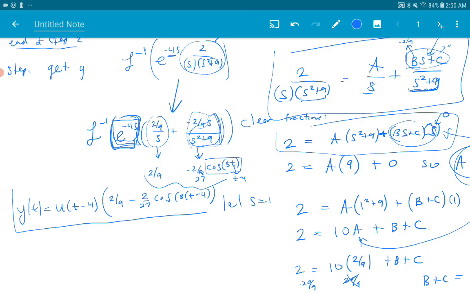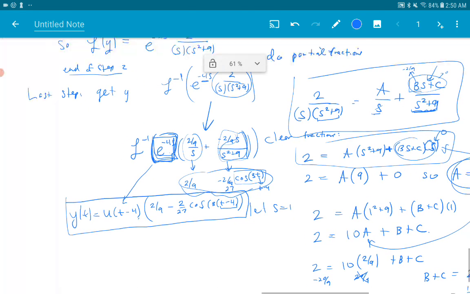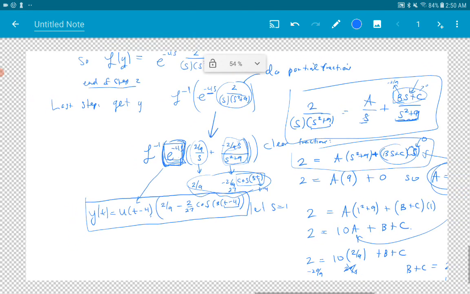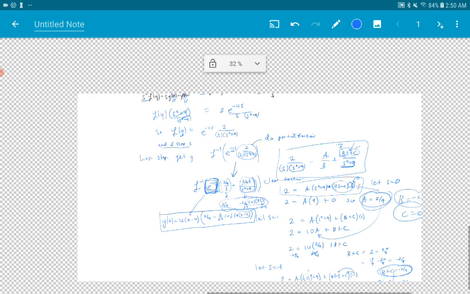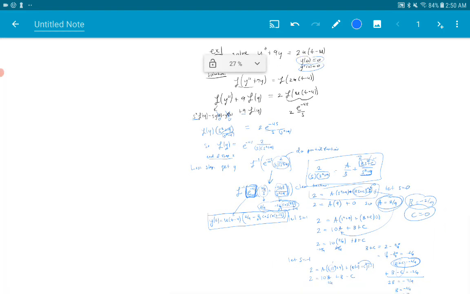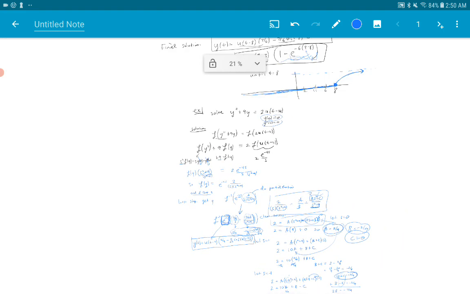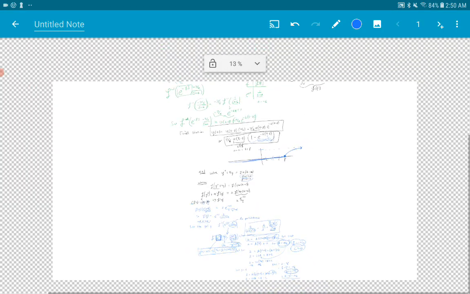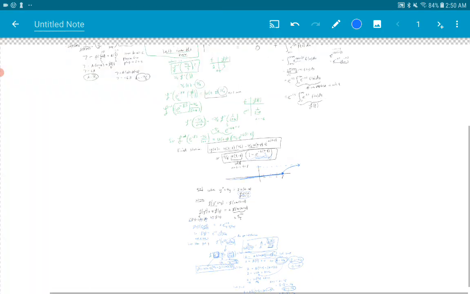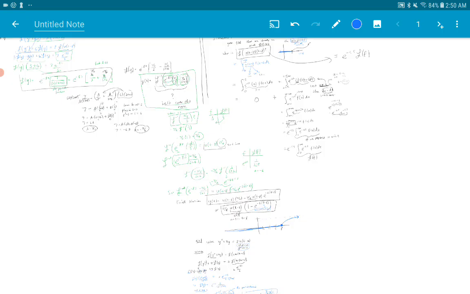So this is it. If I didn't have that e there, it would have just been these two things. But because of the e, I inserted this extra u of t minus 4, and I shifted my t to t minus 4, and that's it. And I used that last row of the table in reverse. Okay, let me zoom out one more time, find that table. I lost where it was on the page. It's way up here.